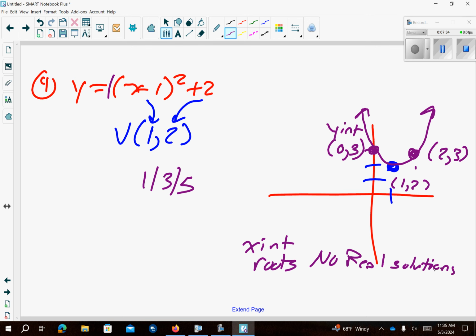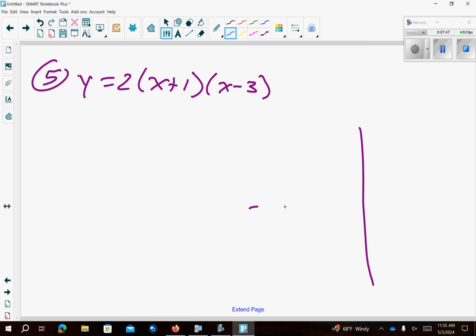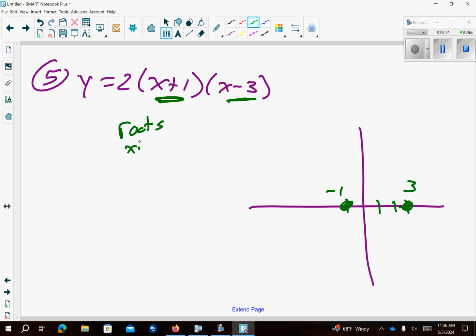All right, flip it over to the back page. Number 5, we have y equals 2, x plus 1, x minus 3. So this is in factored form. So this is going to give me an answer of 3. This is going to give me an answer of -1. So those are our roots. So our roots, or our x-intercepts, are at -1, comma 0 and at 3, comma 0.